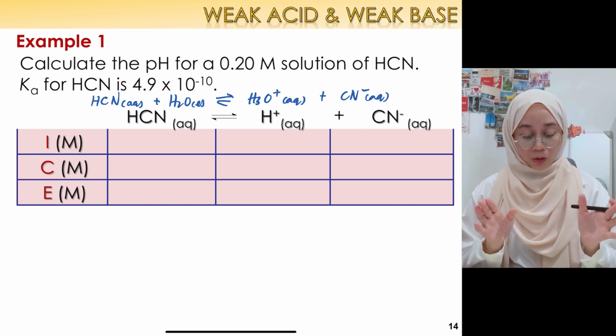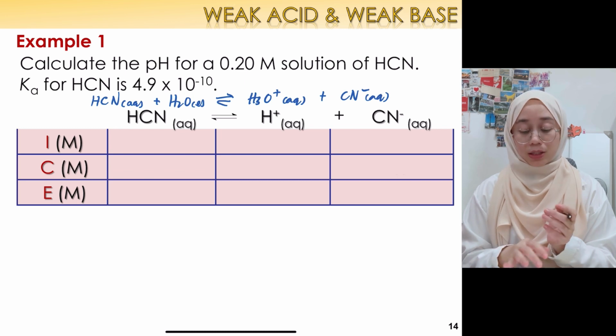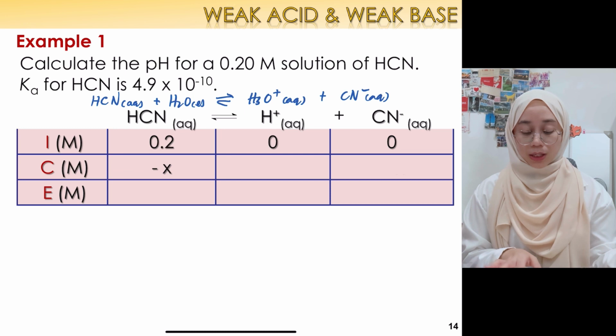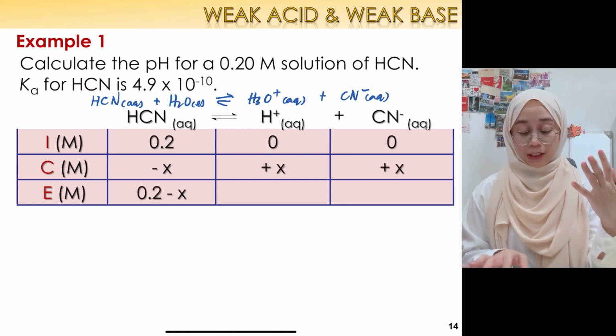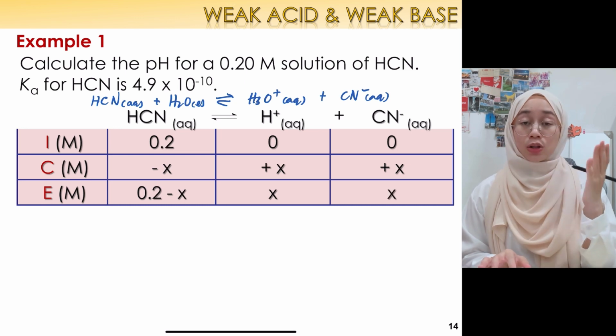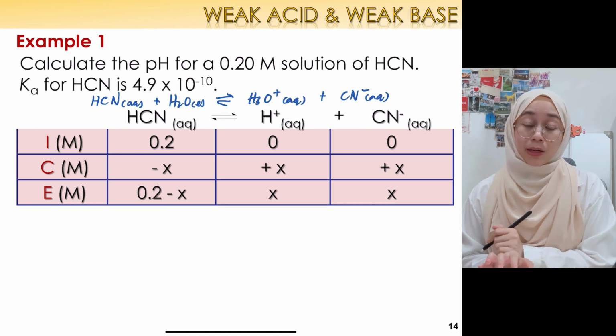Okay, so kat sini tadi, dia dah bagi apa? Dia dah bagi initial concentration untuk HCN which is 0.2. So kita masukkan je kat situ. Yang lain dia tak bagi, so kita assume 0 je. So change, kita tengok kepada dia punya coefficient, and then kita completekan the equilibrium part. So untuk HCN 0.2 minus X dekat equilibrium, H plus dengan CN minus will be X dekat bahagian equilibrium dia.